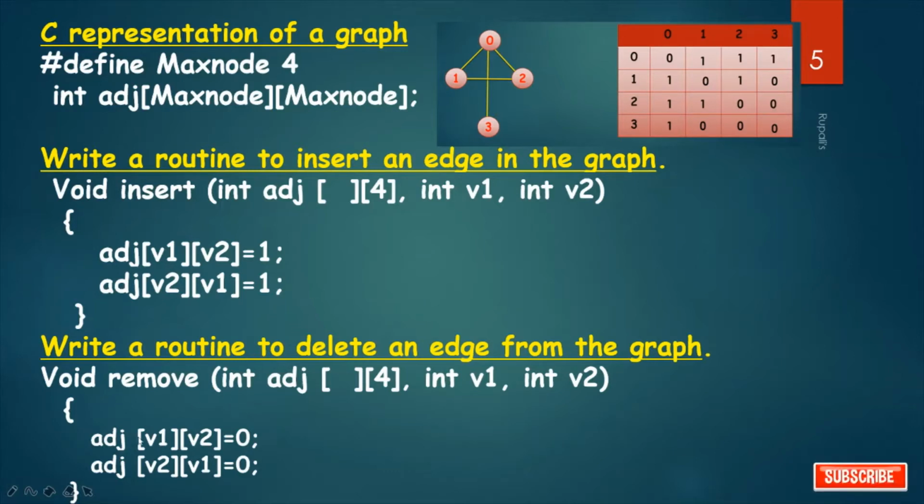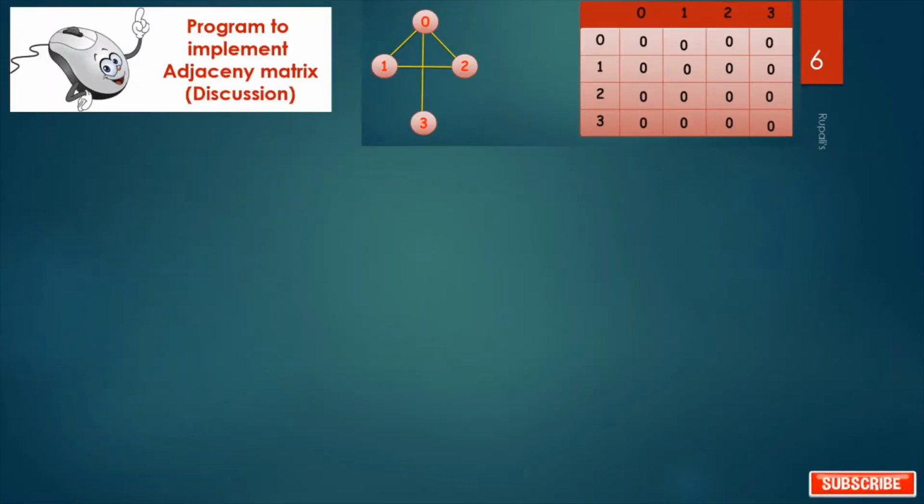So ADJ[V1][V2] is 0. Also ADJ[V2][V1] is 0 because it is an undirected graph. So in this way, you can insert an edge in the graph and you can remove an edge from the graph. Now we will learn a program to implement an adjacency matrix.